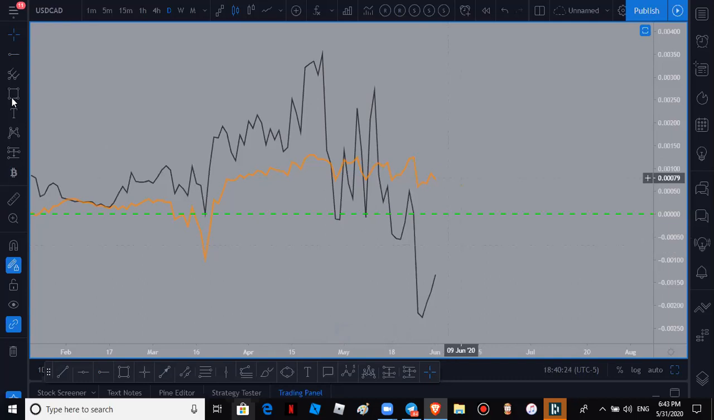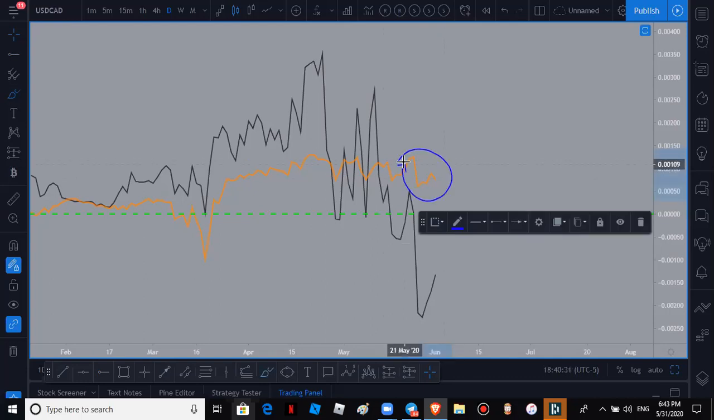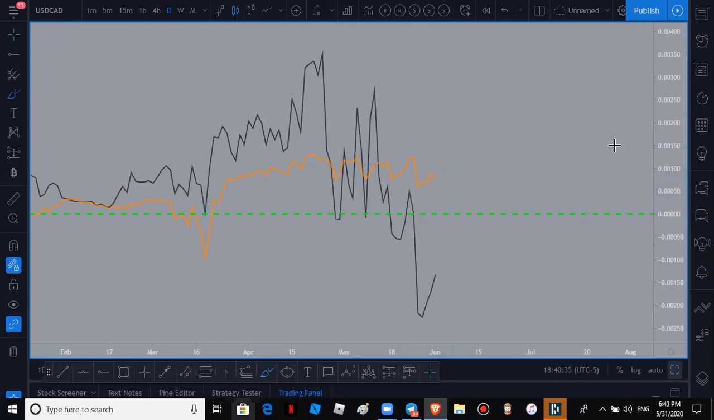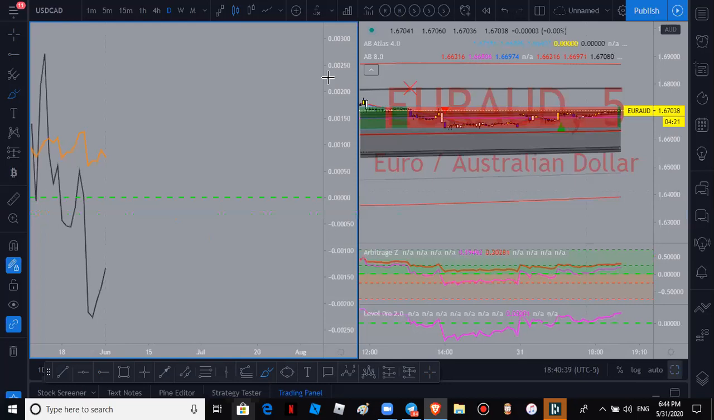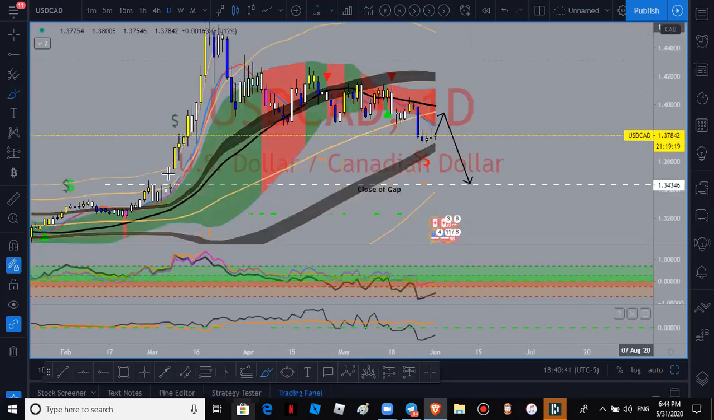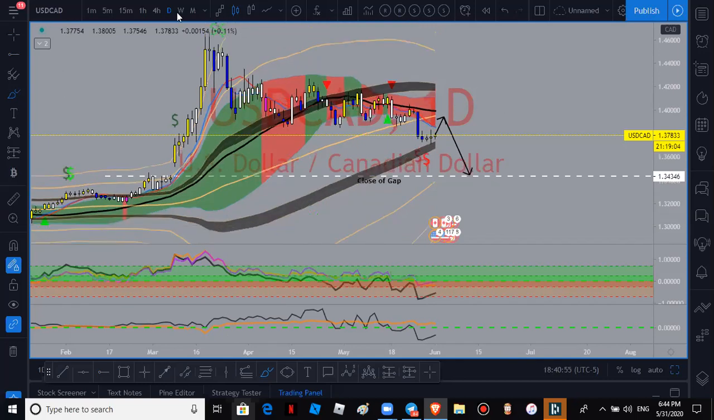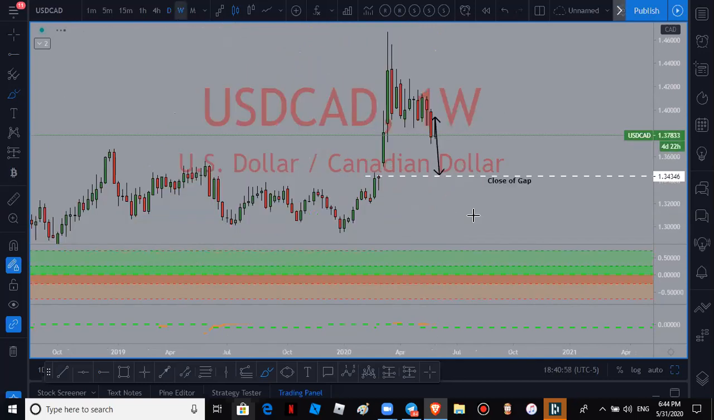So this line right here is giving me more confluence and telling me that it's not necessarily ready to sell yet. Because we have to remember that UCAD did this huge bullish move up here and still hasn't really sold from it. So technically speaking, this is still overall in an uptrend. If we go into the weekly time frame, you'll see exactly what I'm talking about.